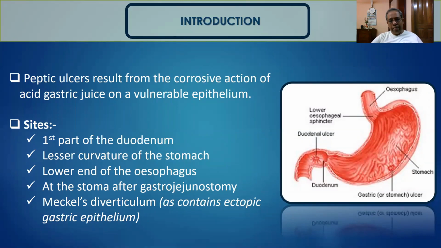commonly in the first part of the duodenum, in the stomach along the lesser curvature, or the lower end of the esophagus, at the stoma after gastrojejunostomy, or in a Meckel's diverticulum. Because in the Meckel's diverticulum, sometimes there is ectopic gastric epithelium at the neck of the Meckel's. So that ectopic epithelium releases acid, causing ulceration there. So peptic ulcer may occur at the site of the Meckel's also.